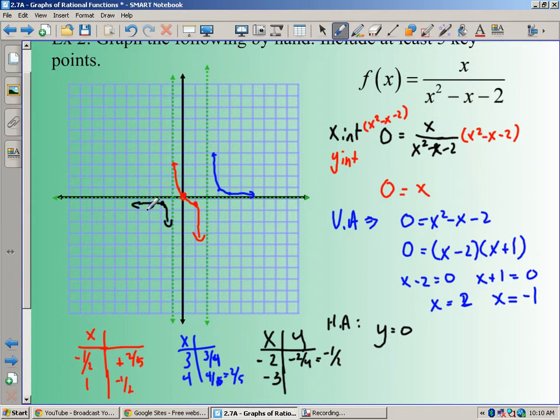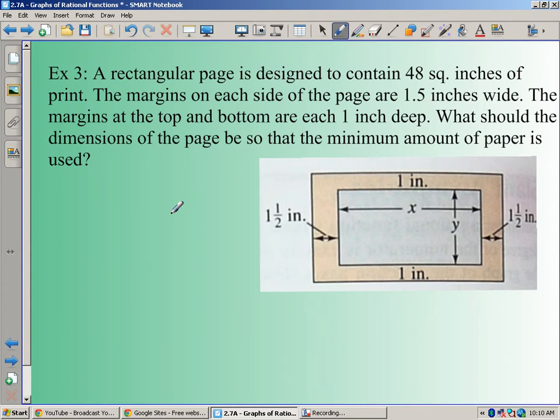So then finally, we have this rectangular page that looks like this. It's designed to contain 48 square inches of print. So the printing is going to be on the inside here. The margins on each side are 1.5 wide, and the top and bottom are 1 deep. What should the dimensions of the page be to minimize the amount of paper that is used? So we want to include 48 square inches, but we also want to minimize this area. So we're going to have two equations.